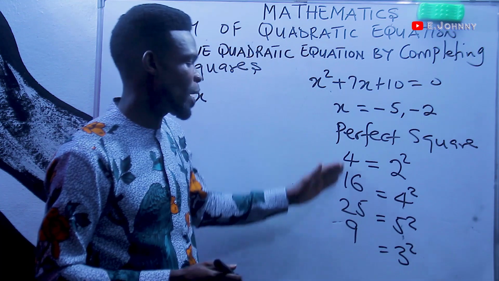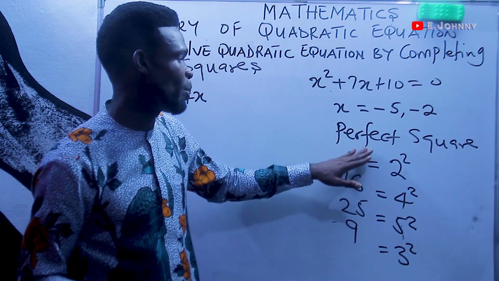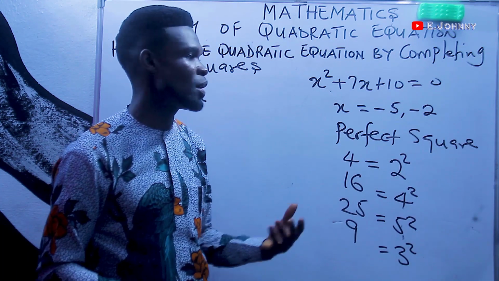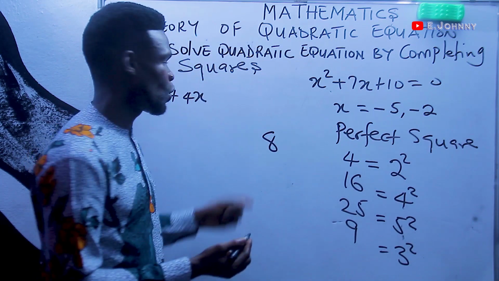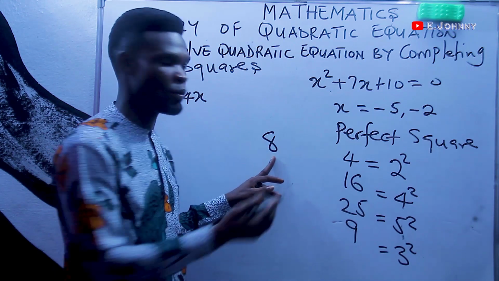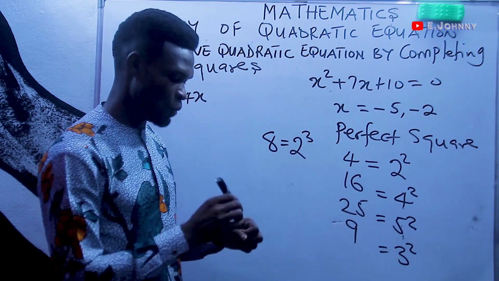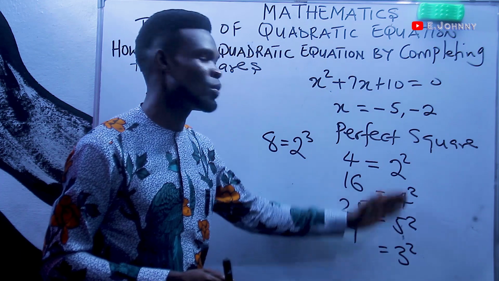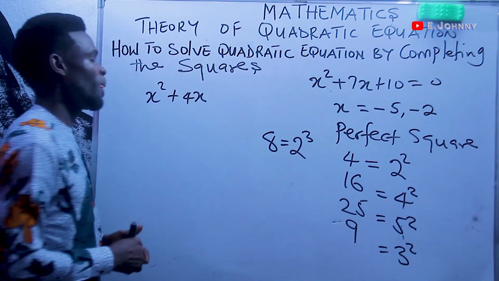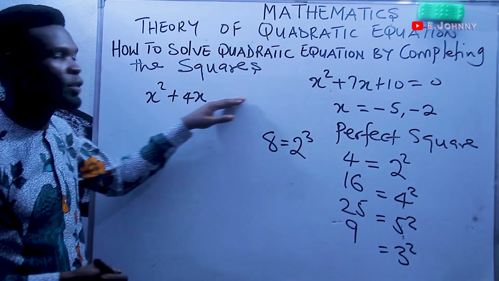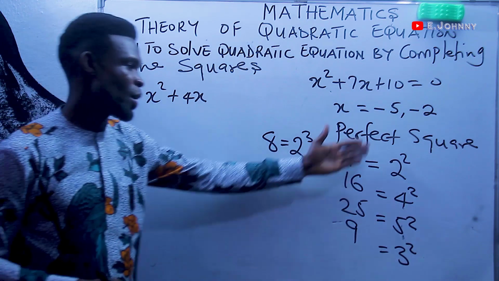So any number that can be expressed in terms of power 2 is called a perfect square, or you say square number. 8 is not a perfect square because I cannot write 8 in terms of power 2. Rather, it can be 2 raised to power 3, so this is a perfect cube. So any number that can be written in terms of power 2 is called a perfect square. When I say what must be added to this expression to make it a perfect square, you understand what I mean.